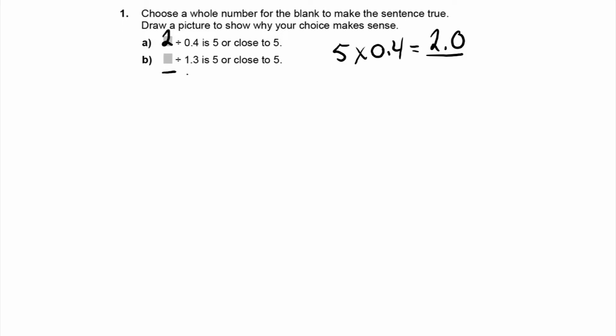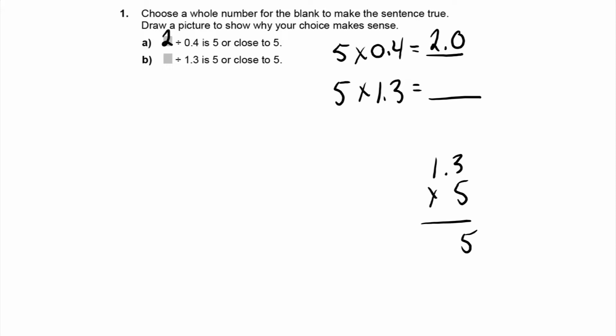Some number divided by 1.3 is 5 or close to 5. So that means 5 times 1.3 is going to equal that number that we're looking for. So 5 times 1.3: 3 times 5 is 15, carry the 1, 1 times 5 is 5, plus 1 gives us 6. We have just one decimal place, so our answer is 6.5.